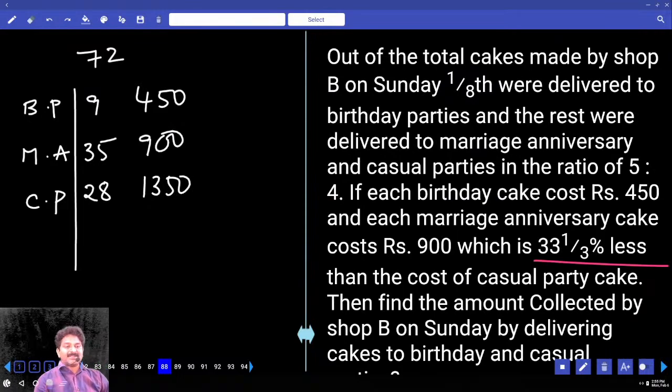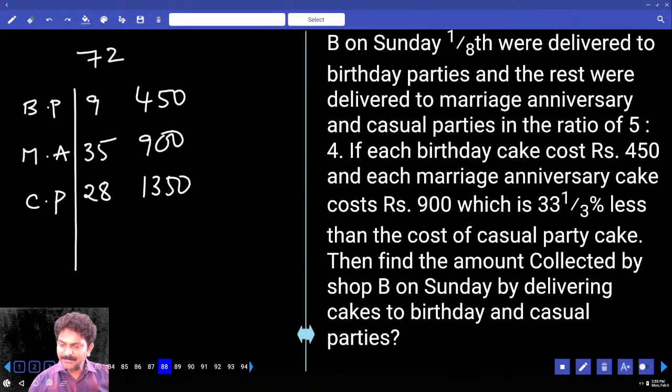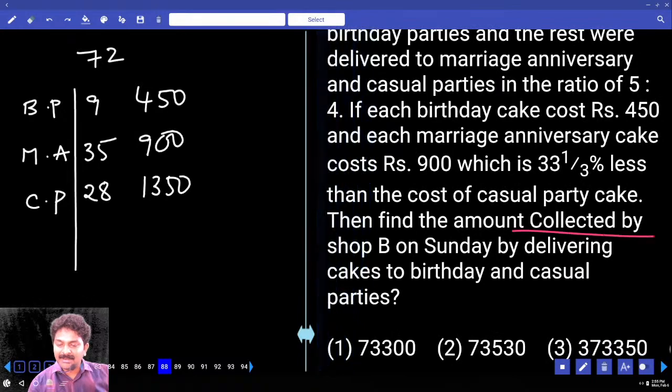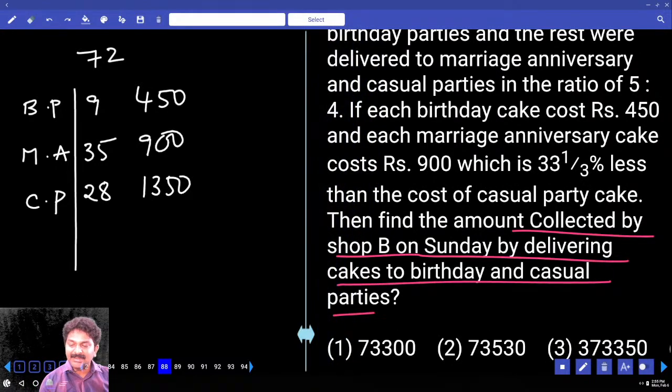Next, find the total amount collected by shop B on Sunday by delivering cakes to birthday parties and then casual parties. Birthday and then casual. So marriage is not required now.